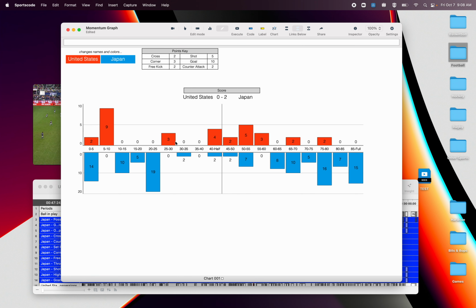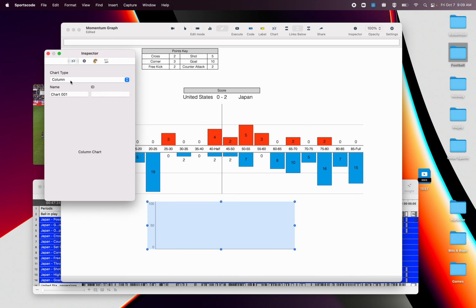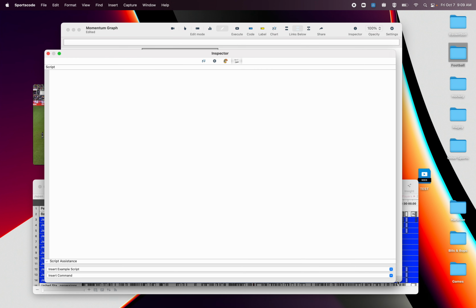So how do we make this? Well, I'm just going to copy and paste this down. And I don't know how long this video is going to be, but it might be a while, so strap in. I'm going to double click it. I'm going to make sure we're on a column graph. We have so many different types of graphs or charts. For this one, I'm going to use a column. Then in my scripting, I'm going to get rid of all of this, and we're going to start again.